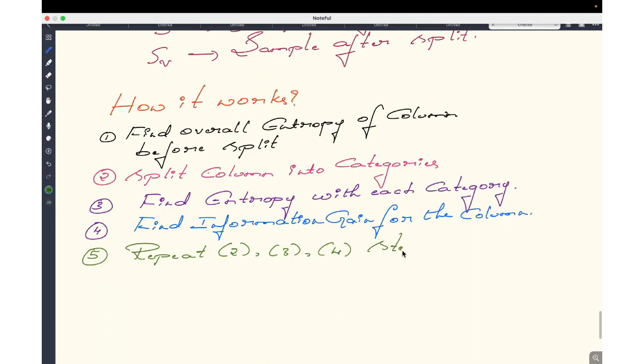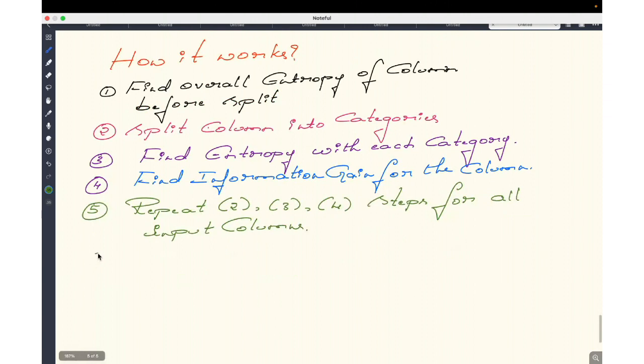What do you mean by split column into categories? Let's say, for example, you have a gender column. You have categories, male and female. That's a splitting. Male, female, and in each, how many yes, how many no. Don't worry, I'll justify all the steps. So repeat two, three, four steps for all the input columns. You have to do it like this for all the columns, but in the example, I'll show it for one column. If you want, you can try for all.